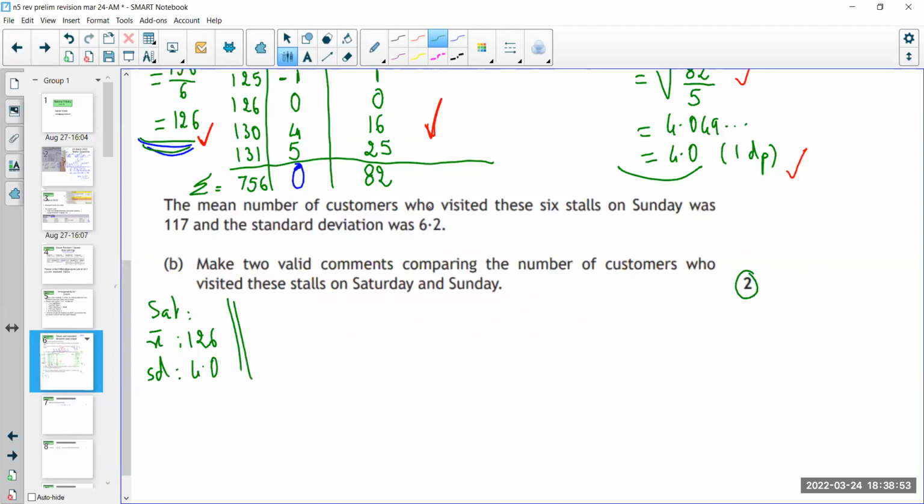Now they've given us Sunday data. They said on the Sunday, we have an average of 117 with a standard deviation of 6.2. So we need to make 2 statements, okay? For the first one, I've got 126 on the Saturday, 117. You just say Saturday stalls see more customers because you get 126 on average, more customers.